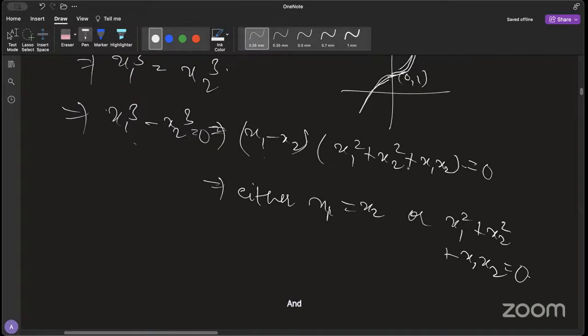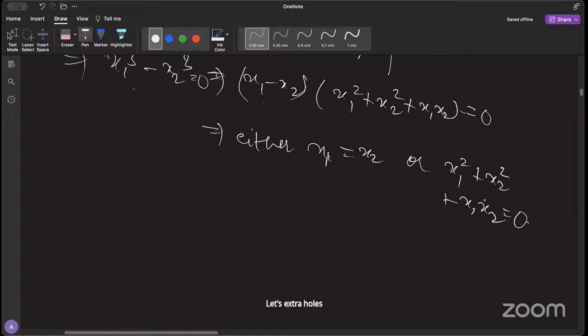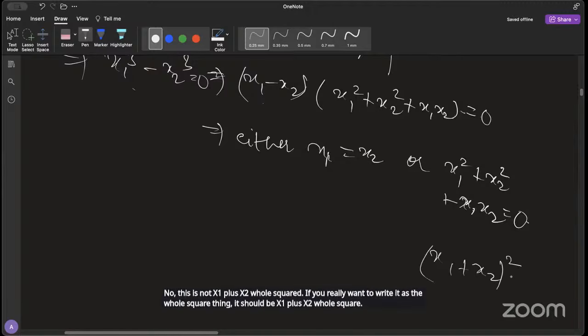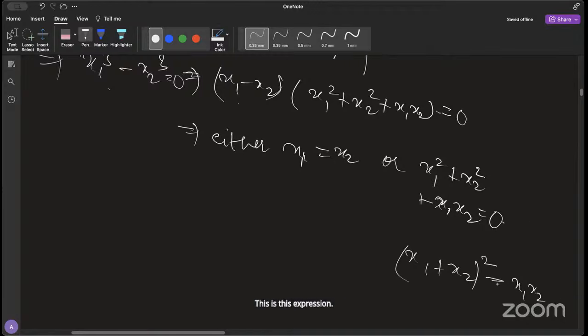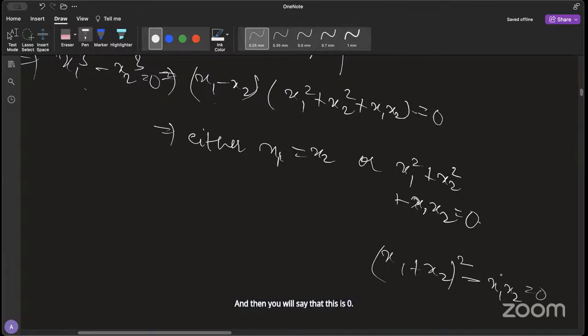If you really want to write it as a whole square thing, it should be x1 plus x2 whole square minus x1 x2. This is this expression, and then you will say that this is 0. So basically, I don't know if it has a solution or not. You'll have to check if there are two numbers, x1 and x2, for which this expression becomes 0. And I think there shouldn't be a number like that.